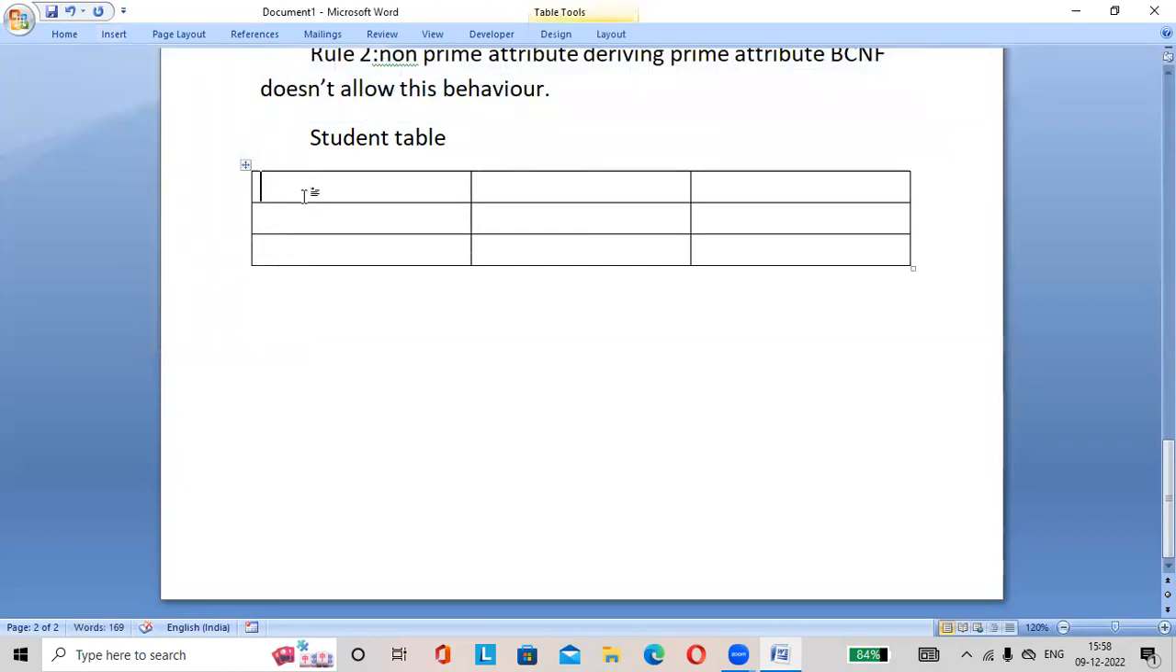Okay, here: student ID, course name, faculty name. Course name is Java. Faculty is Mr. Mark. 1002, C++.